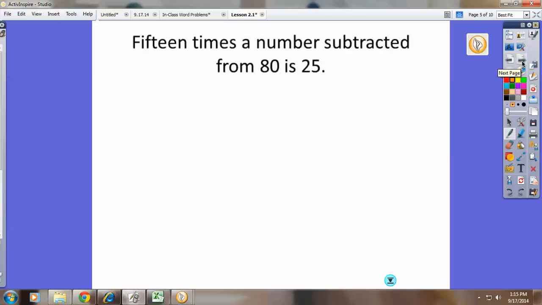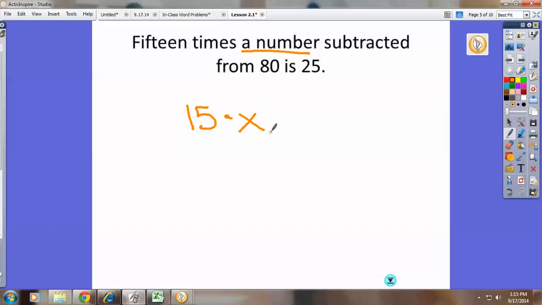How about the next one? 15 times a number subtracted from 80 is 25. 15 times a number, what does that look like, Jared? 15 dot. 15 times a number, what does that look like? 15 times 2. Well, a number, we don't want to just put in some random number. What do we use? X, or some variable. Let's use that variable when they say a number. We don't know what number they want.